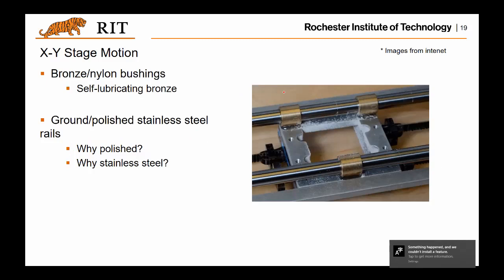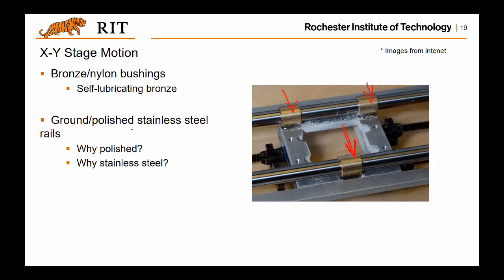So as you can see here, these are the bronze or nylon bushings. So these are the lubricating bronze, which will prevent the high friction of the motion in the XY direction.